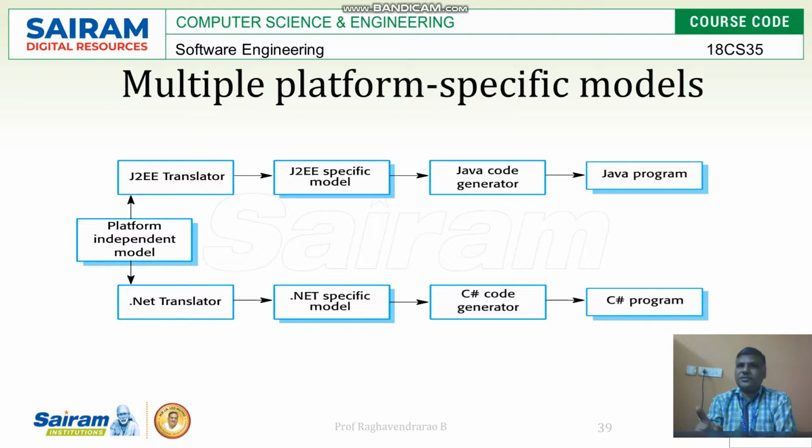J2W translator, specific model, J2W only. Then Java code is getting generated, bytecode. Then the Java program is going to execute. With the .NET translator, a .NET specific model is going to be present. Then C# code is getting generated. C# programs are going to get executed. So basically, multiple platforms or multiple specific models are going to execute in their own environment.